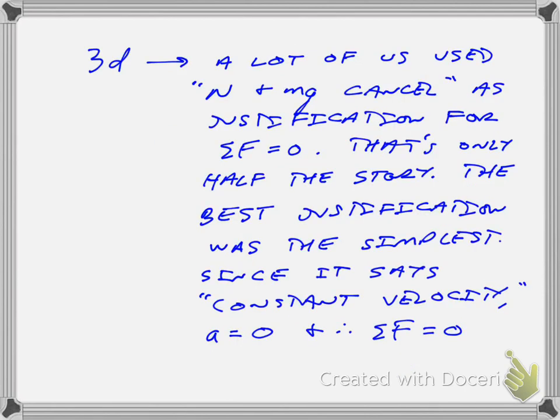On 3D, a lot of us used normal and mg cancel as justification for why the net force was 0, but that's only half the story, right? That's only vertically. What about horizontally? You could have then said that the horizontal force is canceled, but the easiest, best justification is the simplest. It said constant velocity. And if it says constant velocity, then acceleration is 0, and if acceleration is 0, the net force has to be 0. End of story.